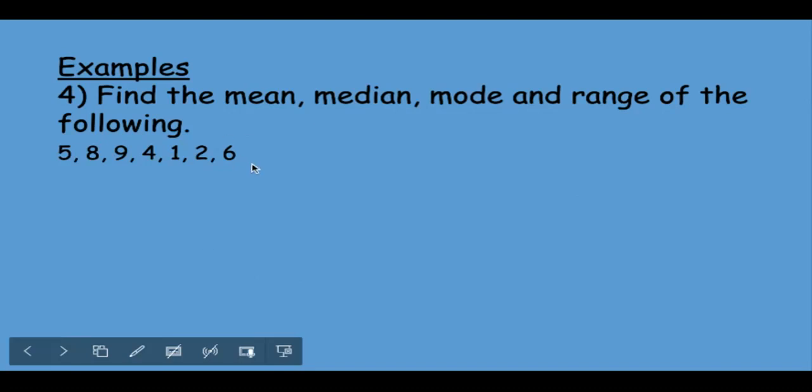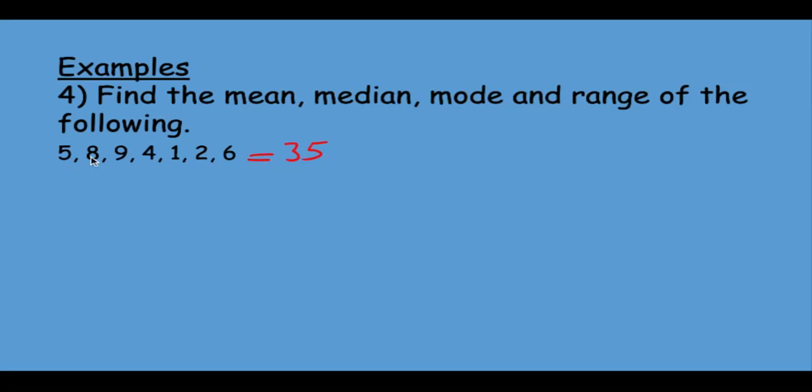So same thing again. Just add them up. So I've got 5 plus 8 plus 9 plus 4 plus 1 plus 2 plus 6. Got a total of 35 here. And I've got 1, 2, 3, 4, 5, 6, 7 numbers. So 35 divided by 7 is 5. So I've got a mean of 5.